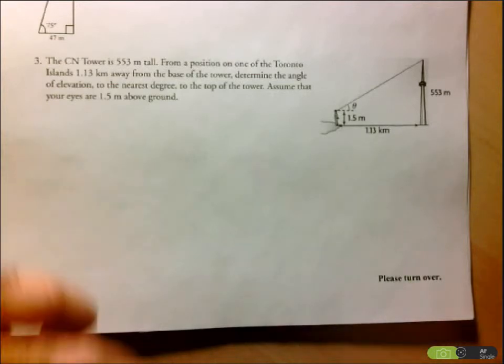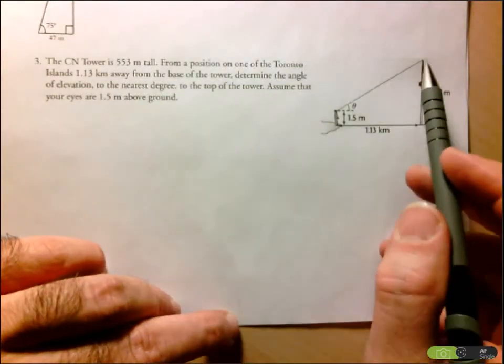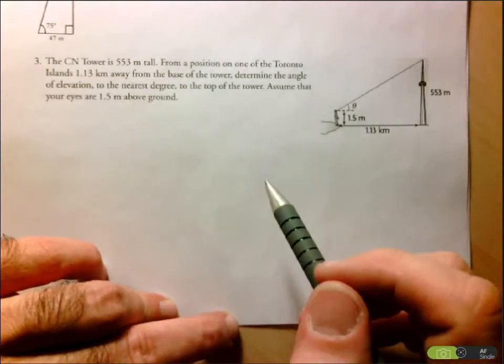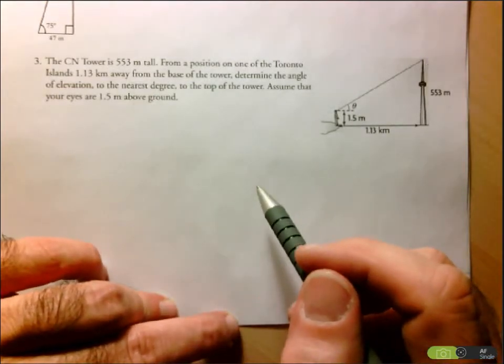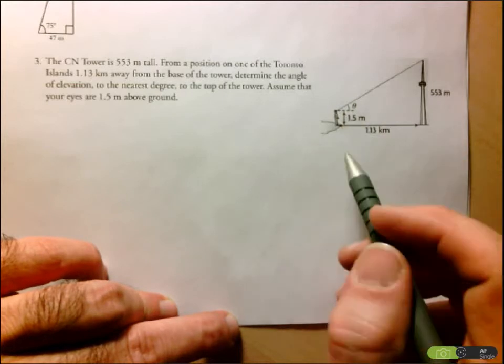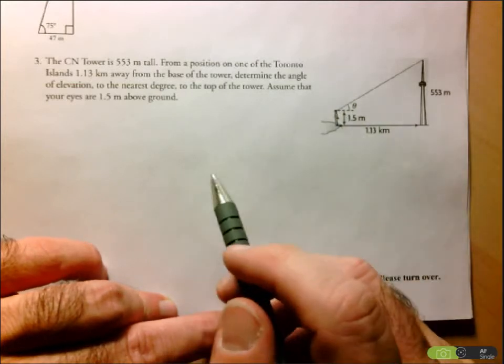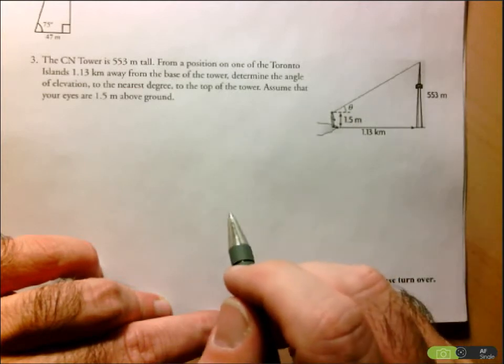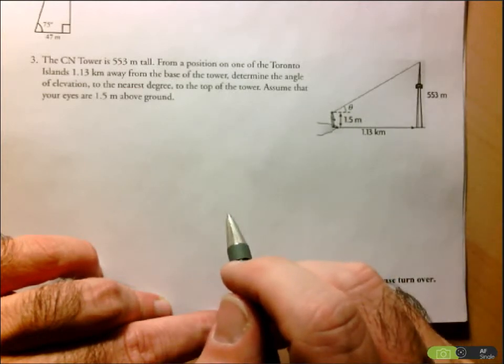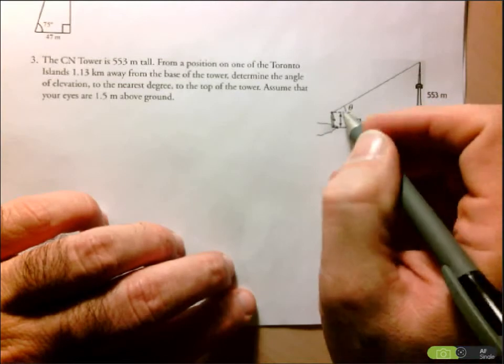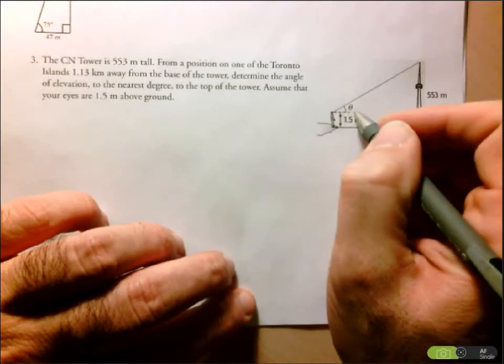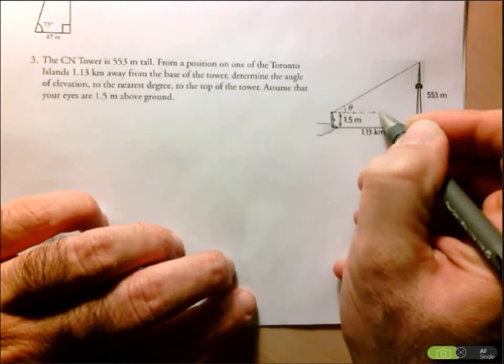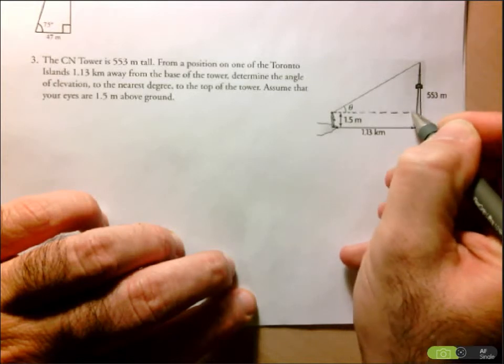Okay, so the first one here uses the CN Tower, for which we're given the height, and we want to find the angle of elevation from a person standing 1.13 kilometers away. There are a few things we should clear up in this picture before we start calculating anything. First of all, remember that when you're calculating the angle of elevation, you're always comparing the angle to the horizontal.